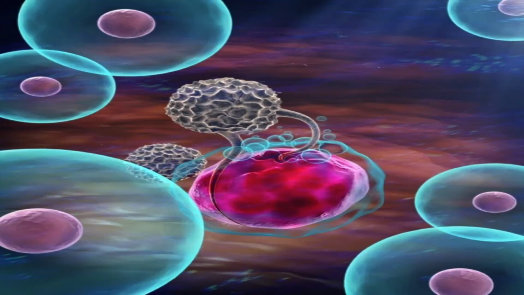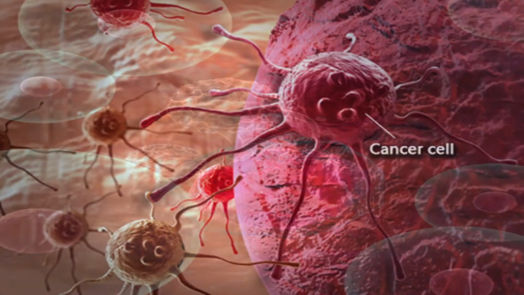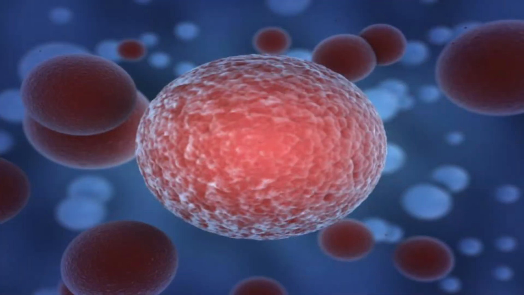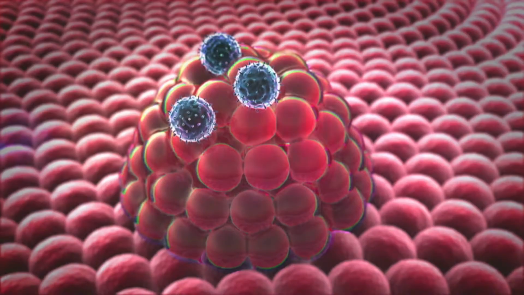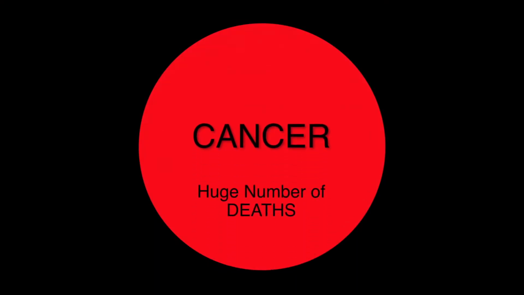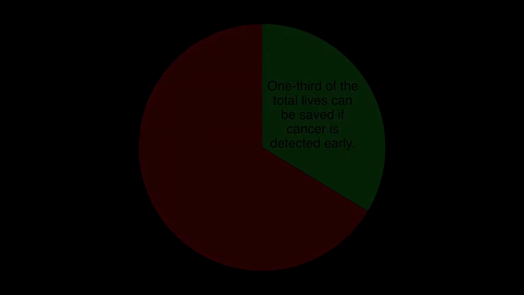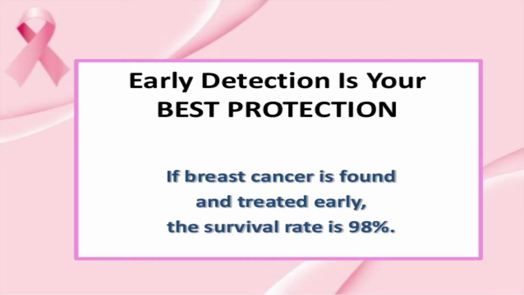Cancer is a leading cause of death around the world, and its incidence continues to rise. Each year, 12.7 million people discover that they have cancer, and 7.6 million die from the disease. However, evidence shows that 30 to 40% of these deaths can be prevented, and one third can be cured through early diagnosis and treatment. For breast cancer, the survival rate, if detected early, is 98%.